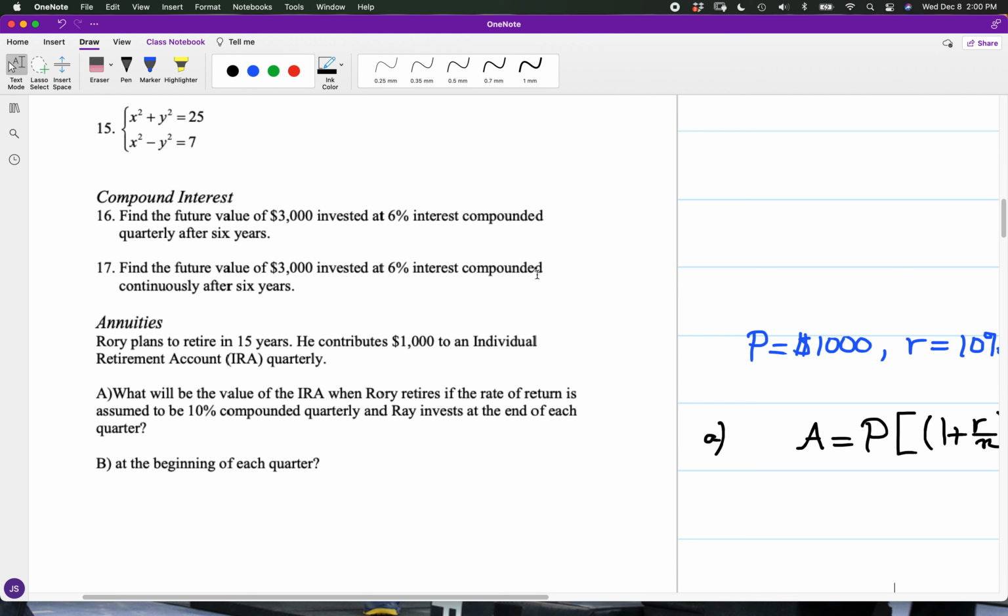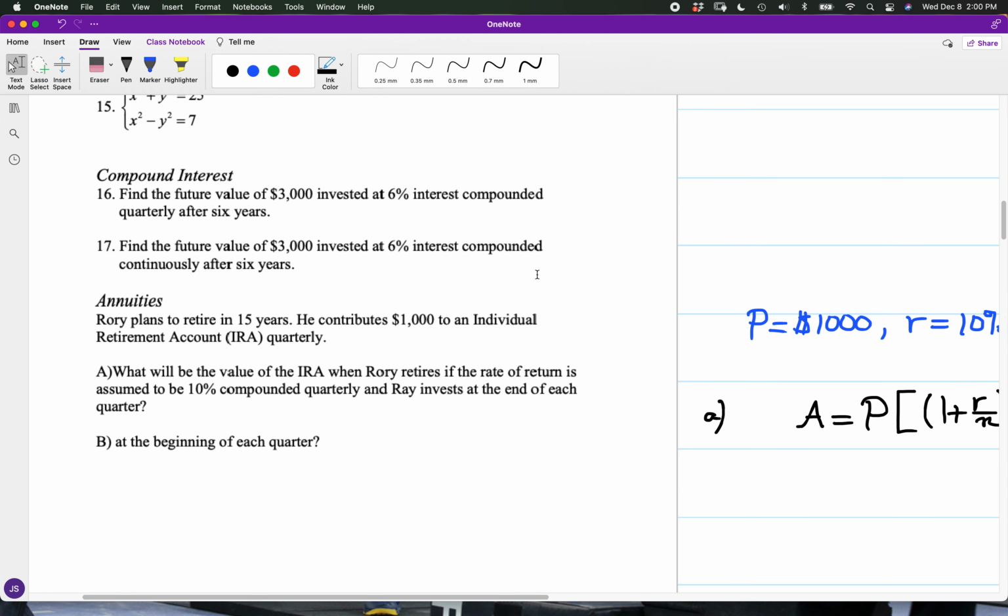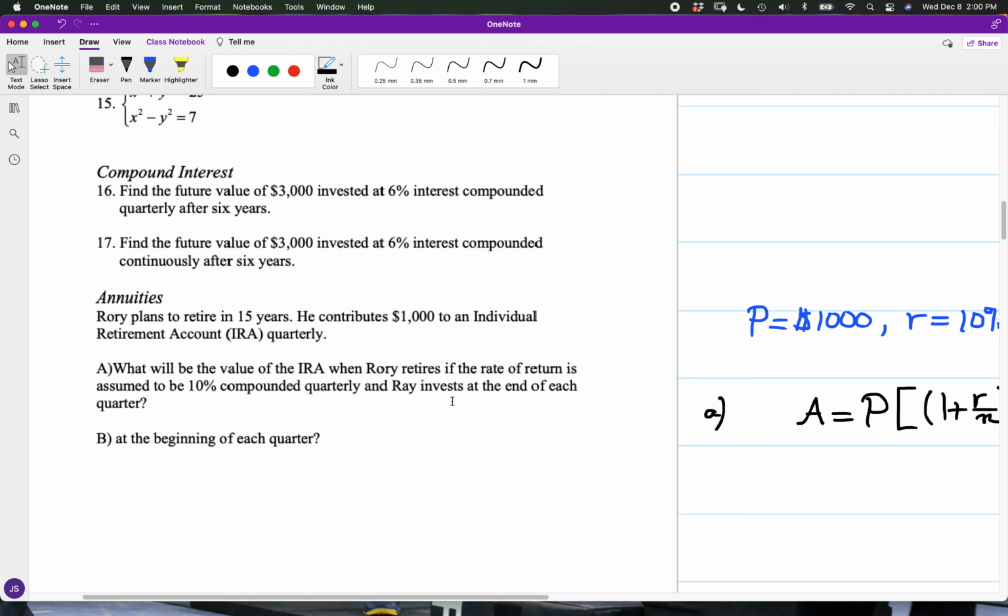The plan is calling for $1,000 on a quarterly basis for a time span of 15 years, and we're looking at the rate of return being 10%, where interest will be compounded quarterly. For parts A and B, Part A is the theoretical minimum balance at the end of the 15 years, whereas Part B is the theoretical maximum.